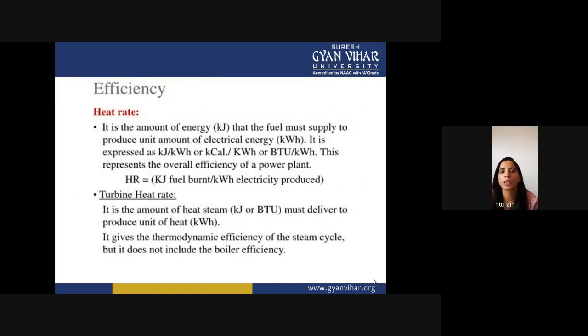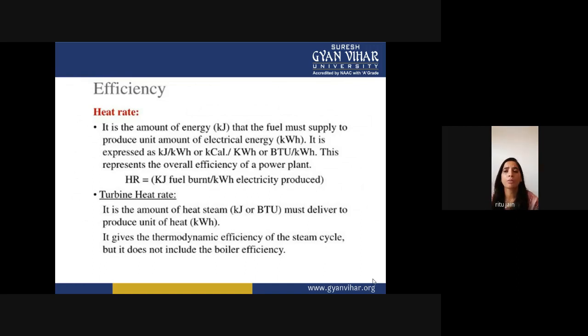Now we come to the next point, that is efficiency. If you are installing a power plant, obviously you have to find out whether this power plant is working efficiently or not. So for this, you have to calculate the efficiency of the power plant. There are a few calculations used to find out the efficiency of a power plant. One of them is heat rate.